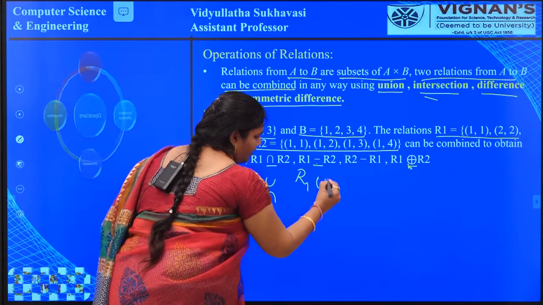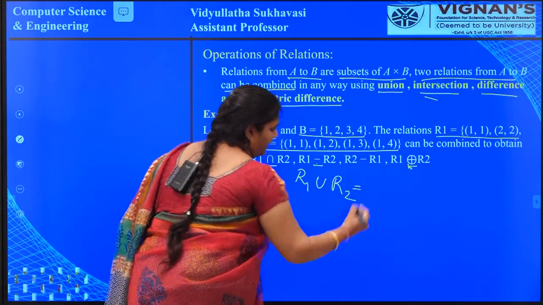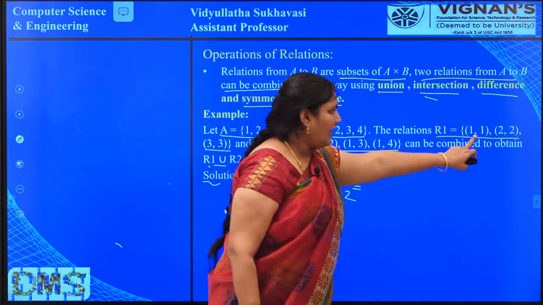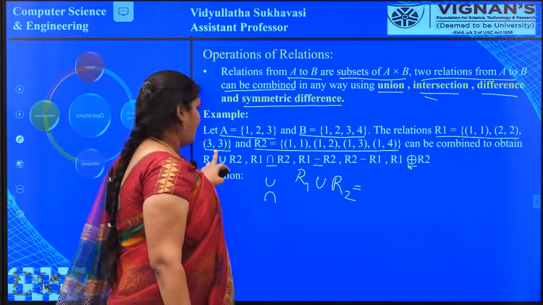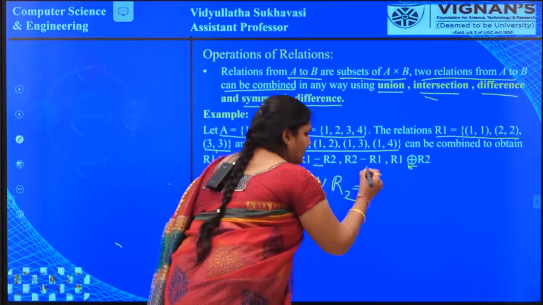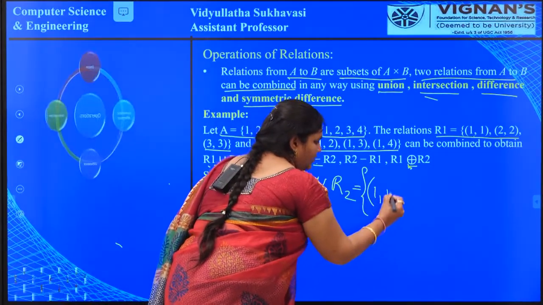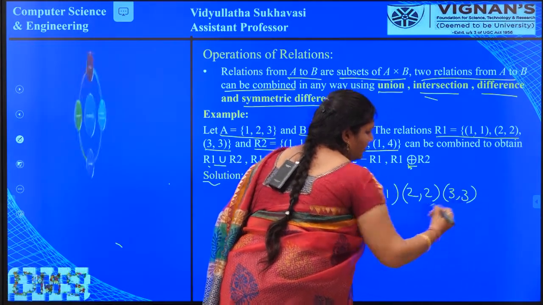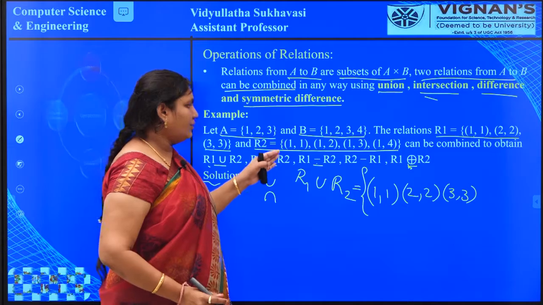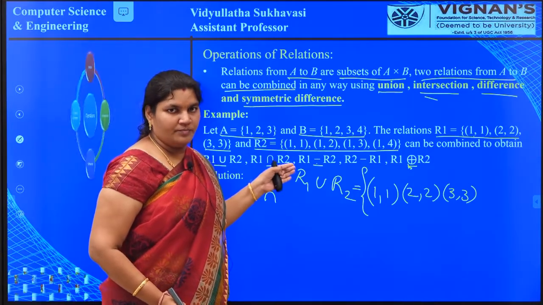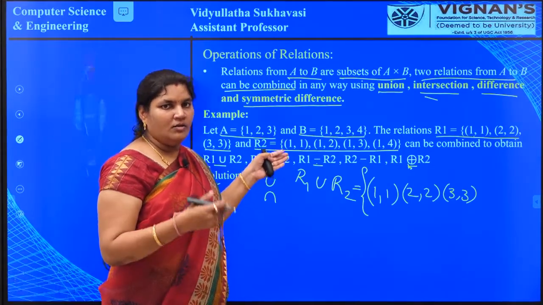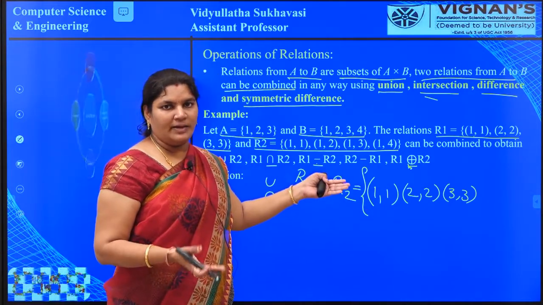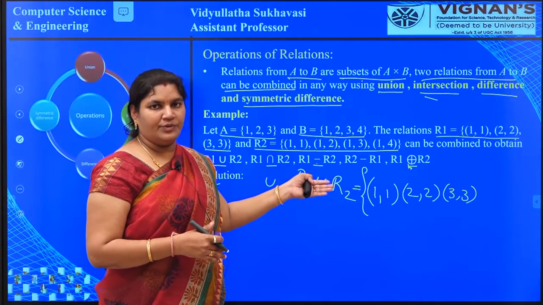So R1 union R2. Here, what are the ordered pairs we have in R1? 1, 1, 2, 2, 3, 3. So we need to take the first relation's ordered pairs, that is 1, 1, 2, 2, 3, 3, and along with this we need to take R2's ordered pairs also. If any ordered pair is common, which is already in R1, we will remove that, and the other ordered pairs we are going to consider in R1 union R2.